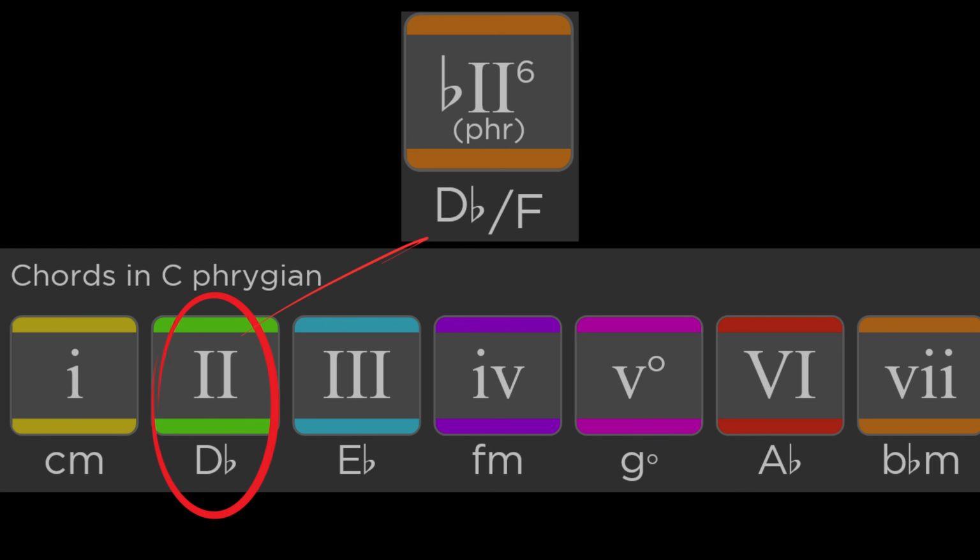This chord can also be thought of as being borrowed from the parallel Phrygian mode. In this example, this key would be C Phrygian. You can see that the 2 chord in C Phrygian is D flat major.